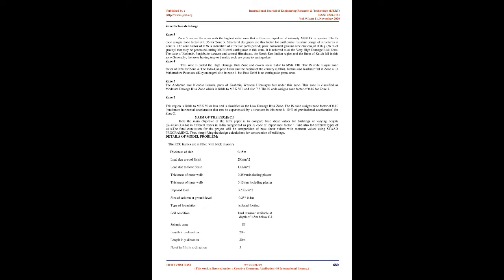13. Base shear. Base shear is an estimate of the maximum lateral force that will occur due to seismic ground motion at the base of the structure.